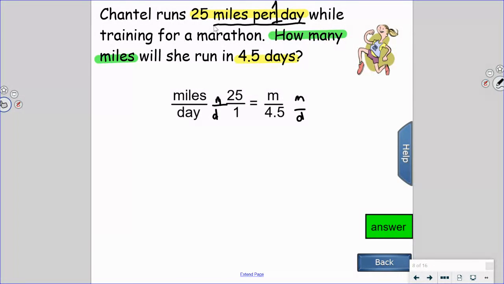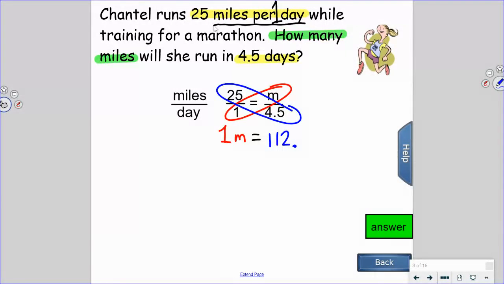4.5 days is what we have, so we are missing the number of miles. Let's go ahead and solve our equation. We're going to multiply the relationship. Hey, guess what? 1 times m is 1m. Meanwhile, 25 times 4.5. As mentioned, I most likely will allow you to use calculators. So we get 112 and 5/10.